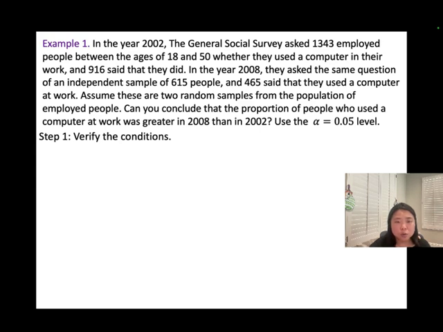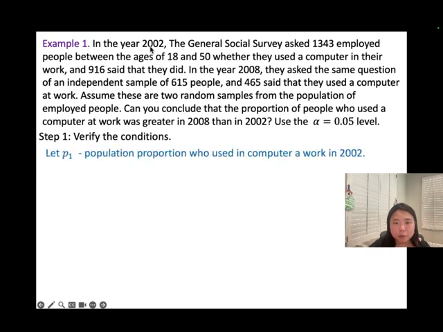So first, verify the condition. But before that, I need you to tell me which one is going to be your p1 and which one is going to be your p2. 2002 comes first, so let p1 be the population proportion who used a computer at work in 2002. And p2 will be the population proportion in 2008.